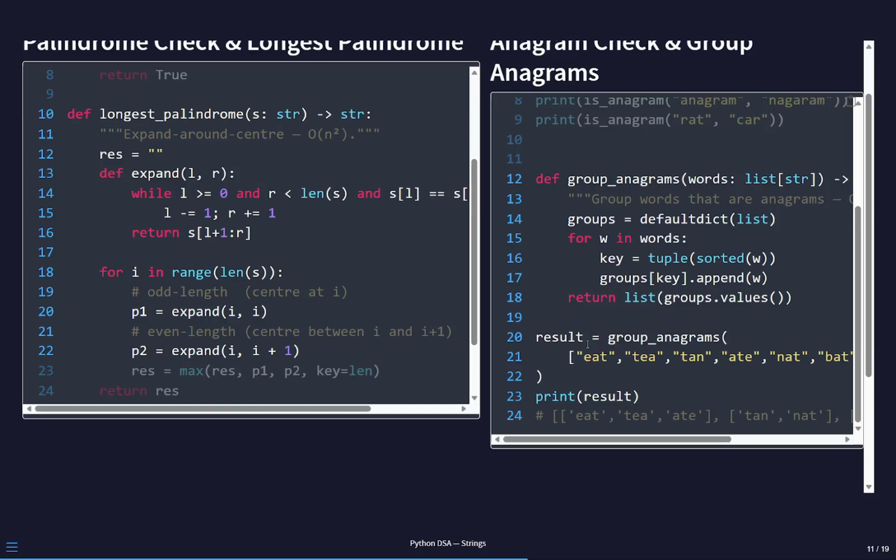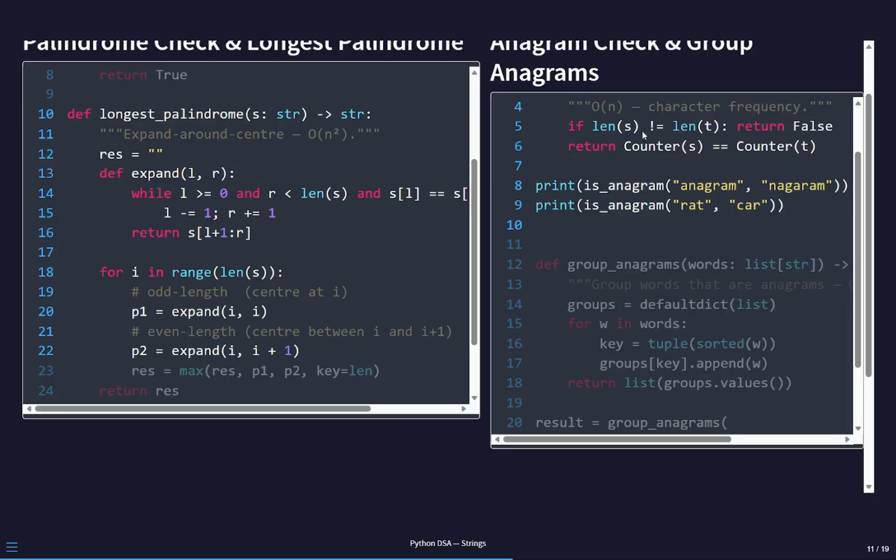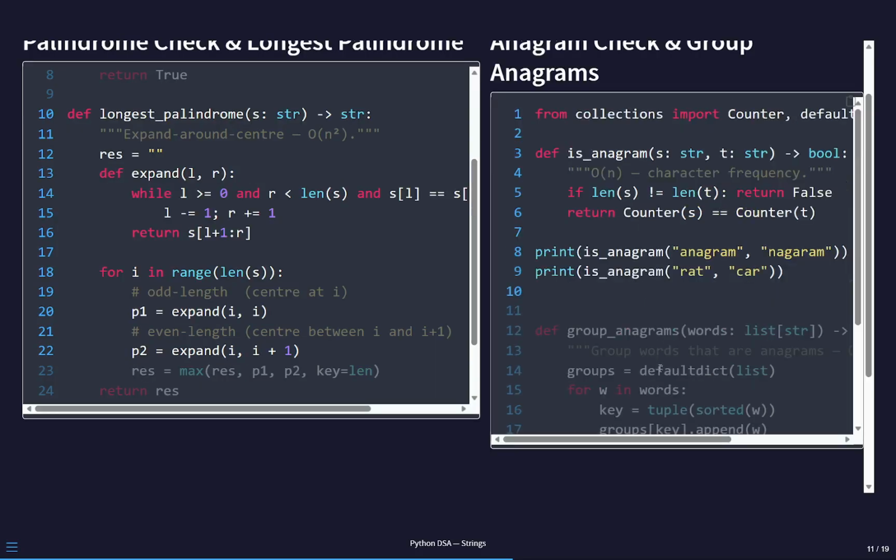Optimal for interview contexts. Click anagram check using Counter. Two strings are anagrams if and only if they have identical character frequencies. Counter(s) == Counter(t) does exactly that check in O(n). If the lengths differ, return false immediately as an early exit. The check itself is O(n) either way.